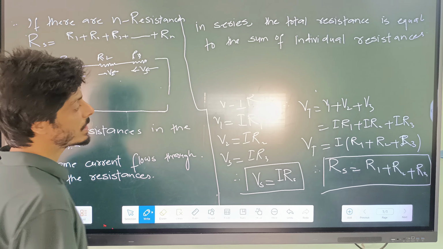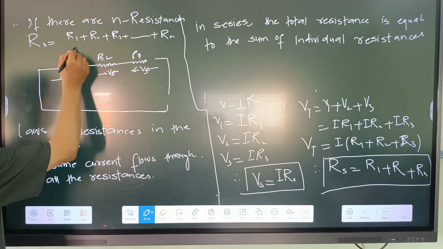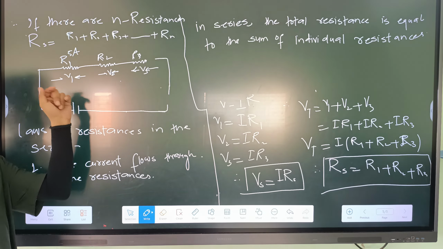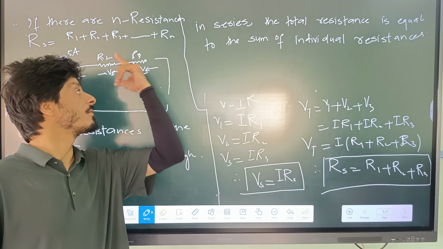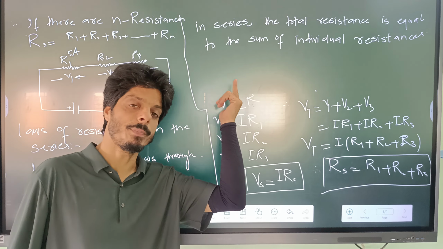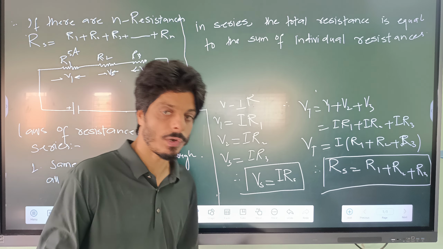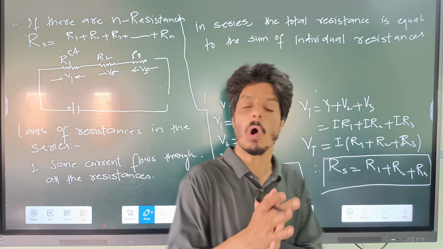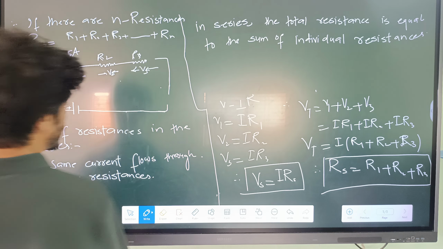So what is meant by that? It means if a current of 5 ampere is flowing through resistance R1, the same 5 ampere current will flow through the second resistance. The same 5 ampere current will flow through the third resistance, and the same through the fourth resistance. So if we have 100 resistances connected in series, the same current will flow through all the resistances.